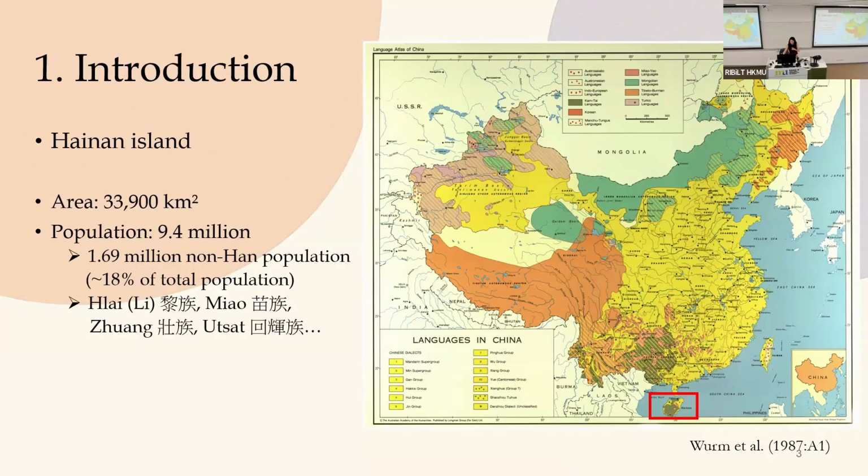Despite being separated from the mainland by the Qiongzhou Strait, which is the strait here, Hainan Island has attracted various groups of diverse languages and cultures to reside over the years, with its relatively mild weather, if you don't count the typhoons that visit very frequently, and rich natural resources. As of 2019, Hainan has a total population of slightly over 9.4 million, nearly 18% of which are non-Han Chinese. They include ethnic groups like the Hlai or Li, Miao, Zhuang, and Utsat Hui.